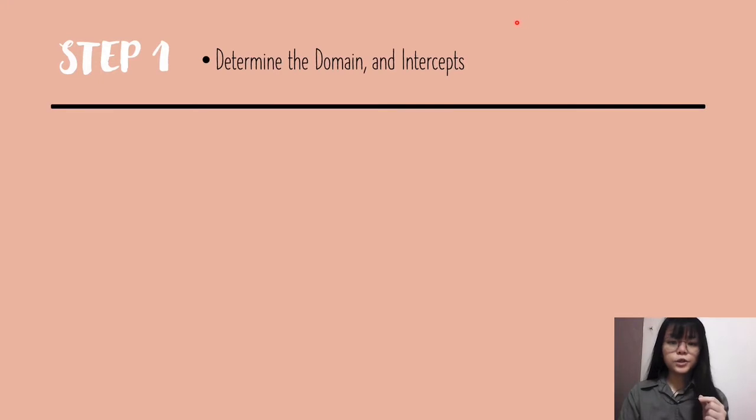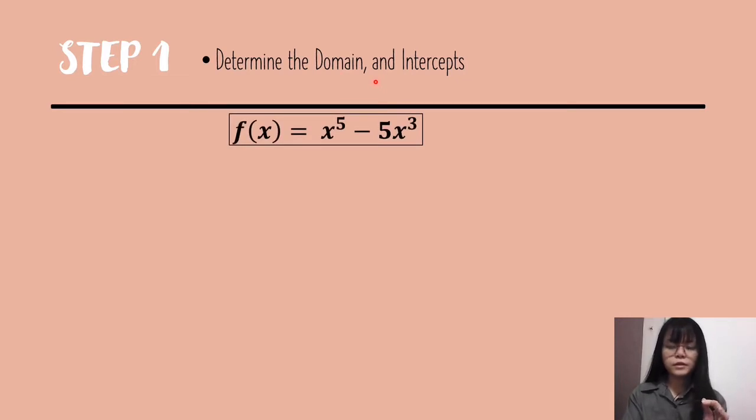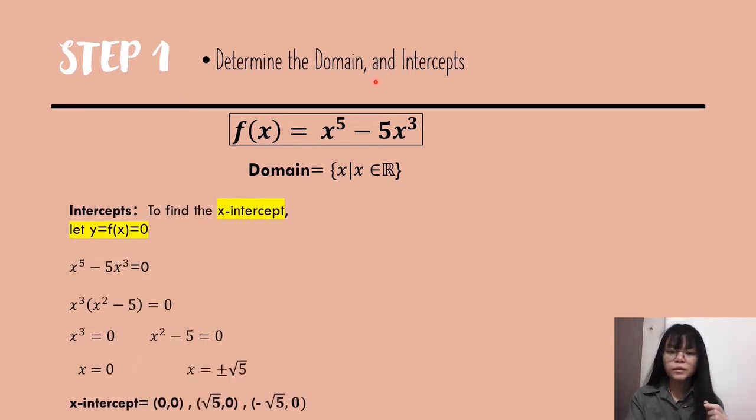Okay, to solve this question, we want to follow the steps. Step 1 is to determine the domain and intercepts. We know that the equation is f(x) is equal to x to the power 5 minus 5x cubed. The domain is x can be any real number. So we need to find the x and y intercepts first.